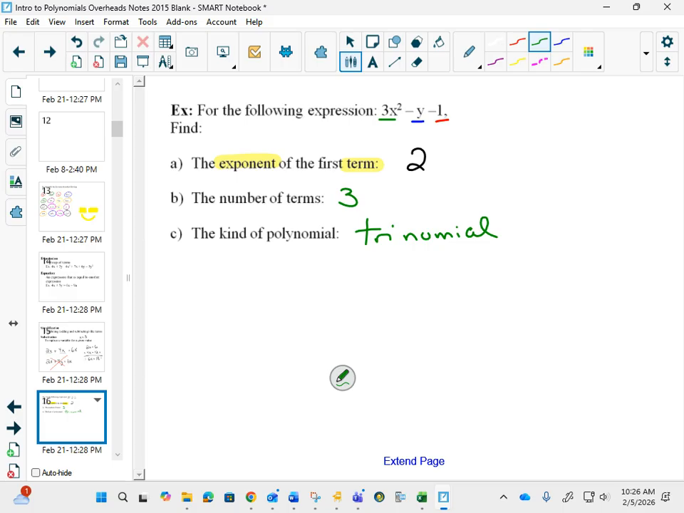So then we can answer, out of curiosity, instead of writing out the whole thing, do you say "tri" or anything like that? No, you write out the whole thing. Trinomial. 3 terms.